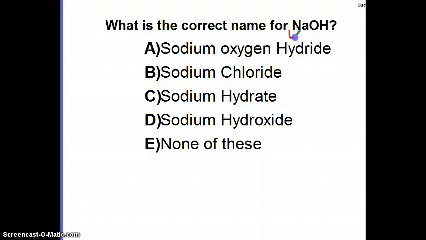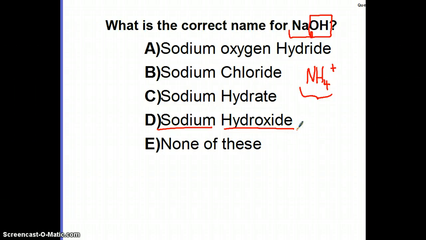So this is a memorization question. For ionic compounds, we name the first thing, which is always going to be a metal, or I guess the one exception in class we used was this polyatomic, ammonium, could also be there. So sodium. And then this was a polyatomic, and you were supposed to memorize polyatomics. So that is hydroxide. So we just name the first thing, sodium, name the polyatomic, hydroxide, and we're done.